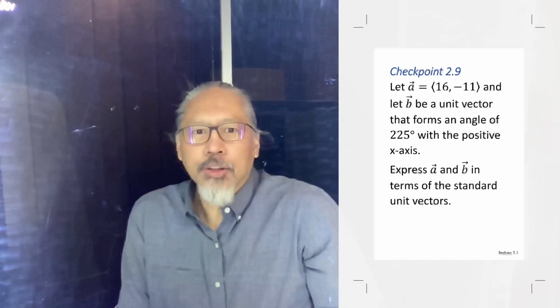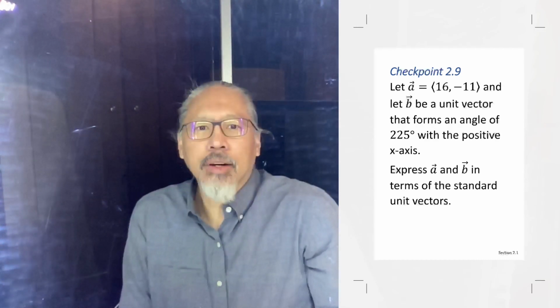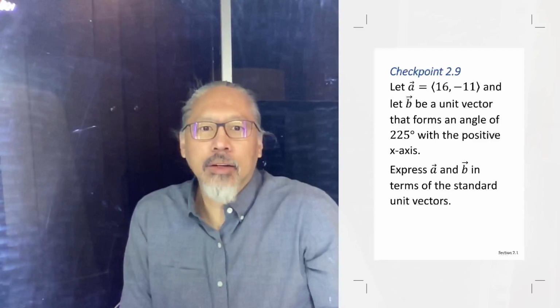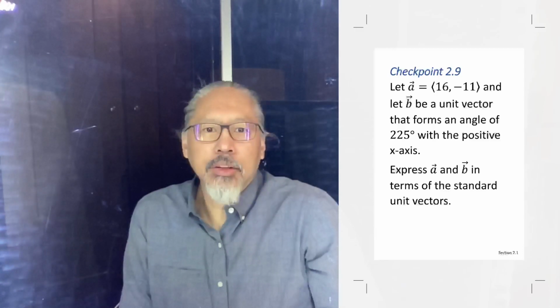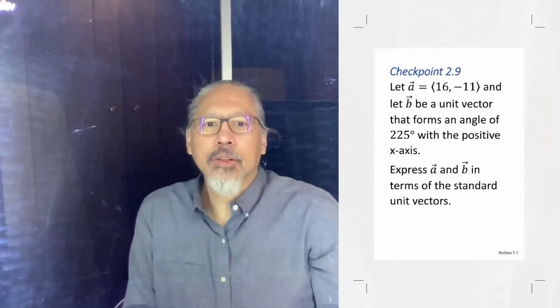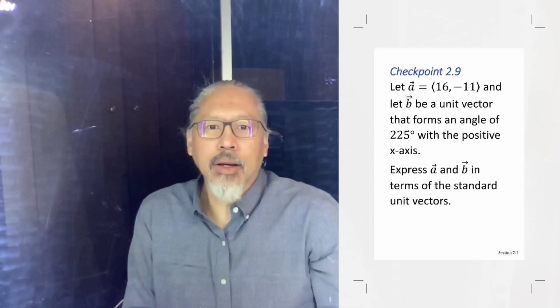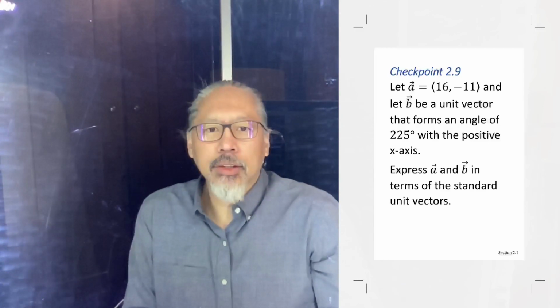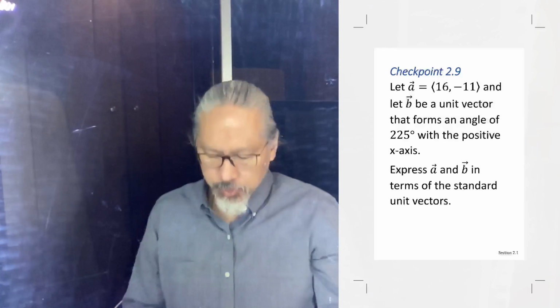Hello, this is checkpoint 2.9. We have a vector A that's 16 comma negative 11, and B is a unit vector that forms an angle of 225 degrees with a positive x-axis. They want us to express both A and B in terms of standard unit vectors.